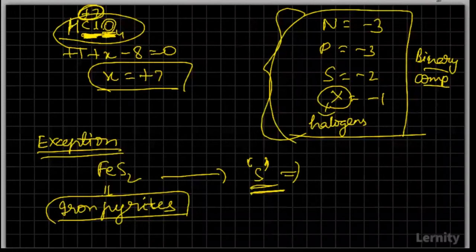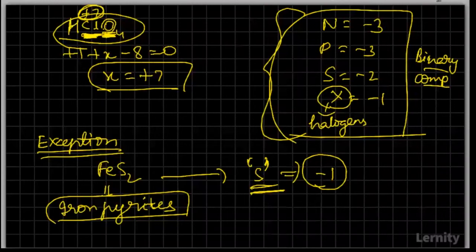Yes, please remember that here we have an exception: we are getting -1. See here, iron has two common oxidation states that we already know, +2 and +3. The +2 form is known as ferrous and the +3 form is known as ferric. So in this case, iron is +2 and sulfur is -1. Guys, let me make it a little easier for you.